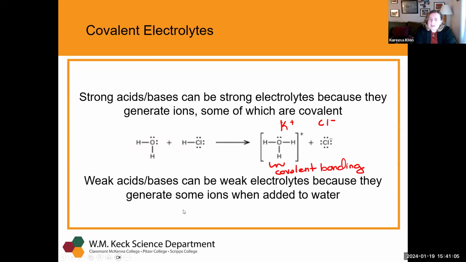And weak acids are a good example of weak electrolytes because they're only going to generate a little bit of H3O+ and a little bit of their anionic form. And so this can help us predict whether or not a particular compound could be a strong or a weak electrolyte based on whether or not it's a strong or weak acid. And so it might be helpful to review some of that weak and strong acid chemistry as we move into this section, just because it can help us remember why something might be a strong or a weak electrolyte.